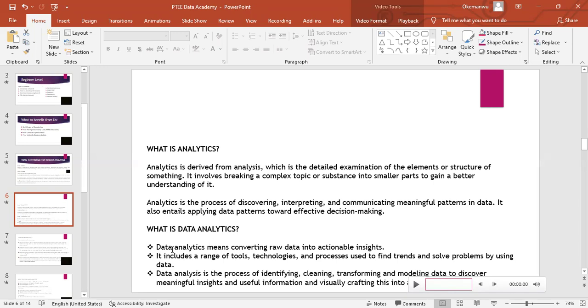Now, this brings us to what we are here for, which is data analytics. What is data analytics?